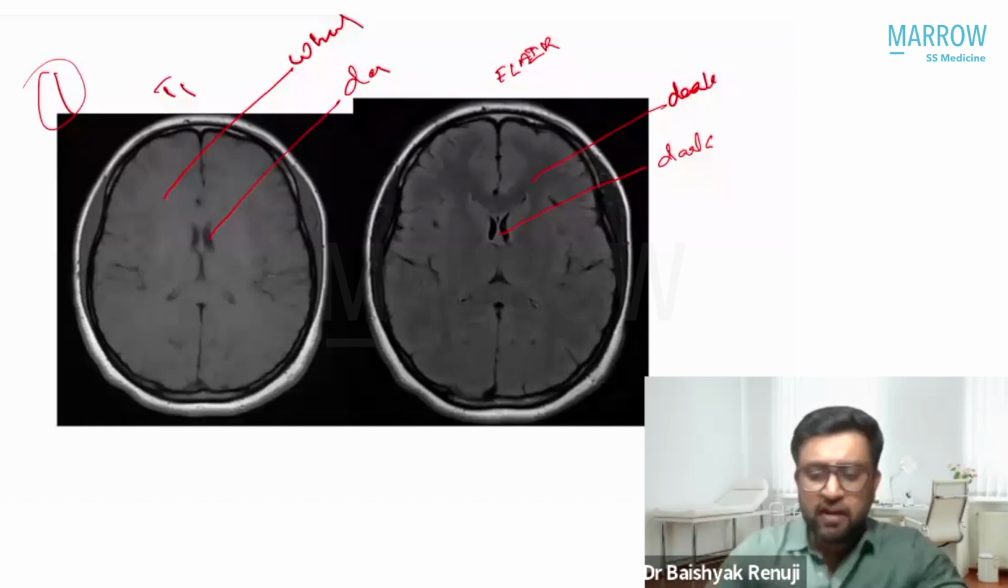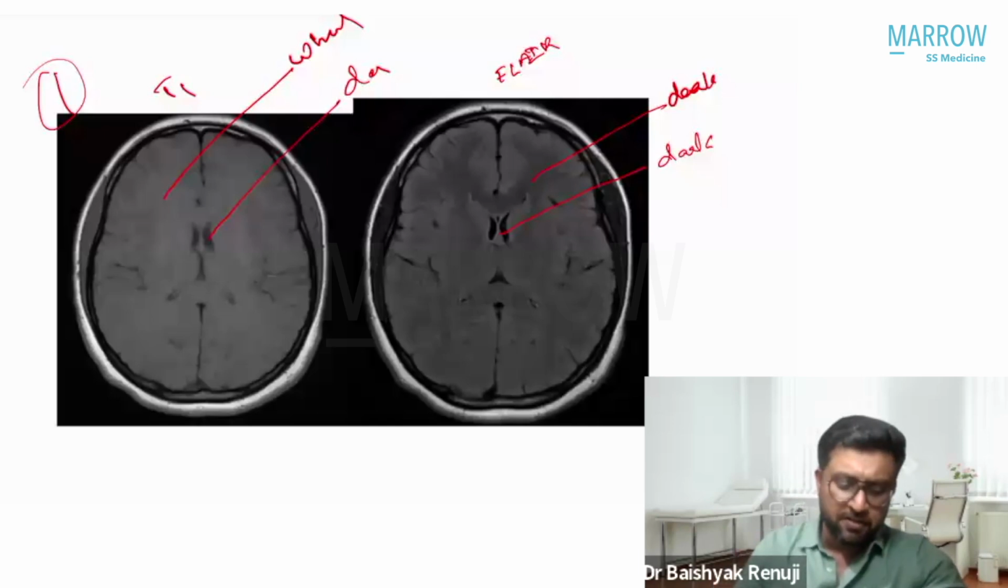Okay. Another easy way to remember is T2 water white. You have two W's, water white. So T2 has water white, CSF is white. But if you study that only, you will get confused more. So just remember this.